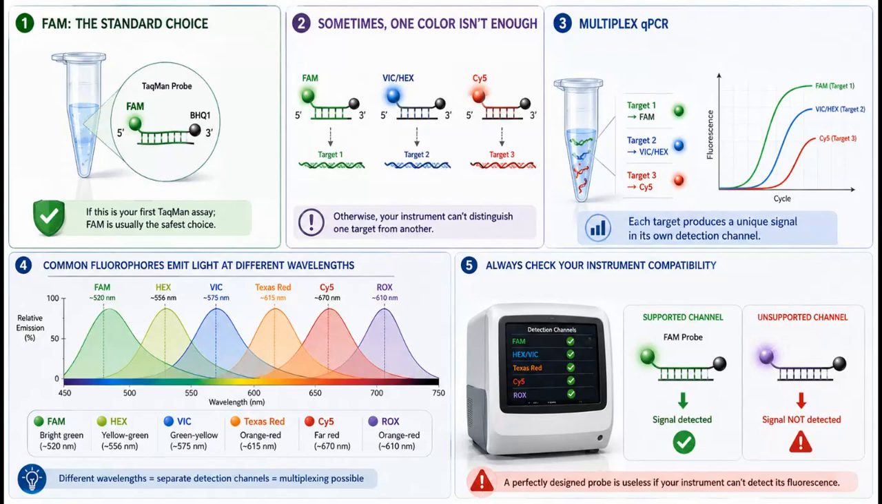Common alternatives include HEX, VIC, Cy5, Texas Red, and ROX. Each emits light at a different wavelength, allowing multiple targets to be detected simultaneously. Before choosing a fluorophore, always verify that your qPCR instrument supports the corresponding detection channel. A perfectly designed probe is useless if your instrument can't detect its fluorescence.